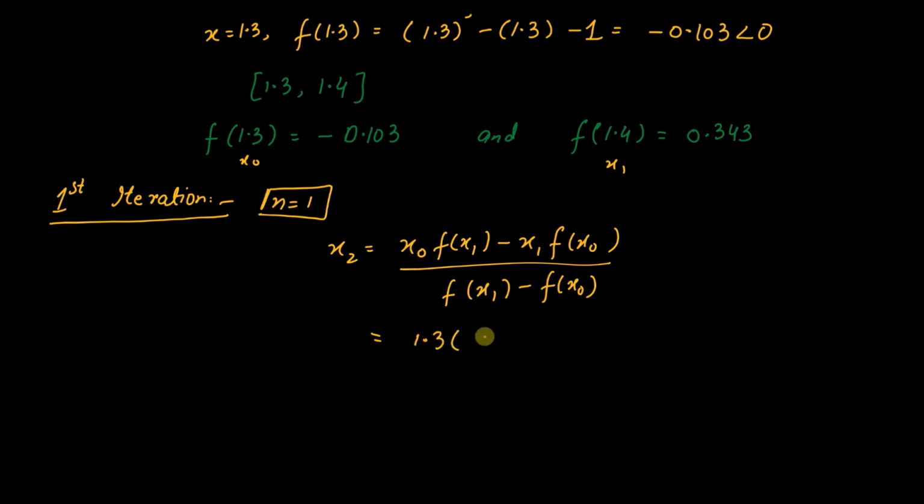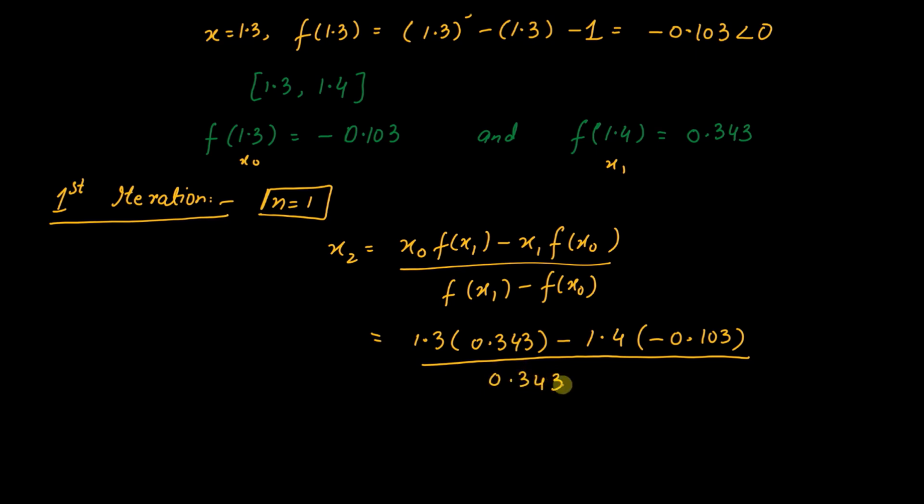So 1.3 and f of x1 is 0.343 minus 1.4 and negative 0.103 divided by, we have 0.343 minus, and we have minus 0.103. We need to simplify it, and after simplification we will get the value 1.32304.